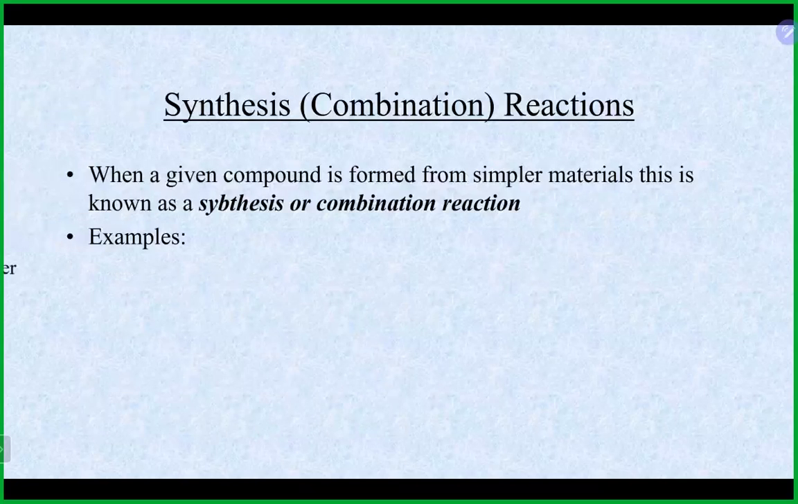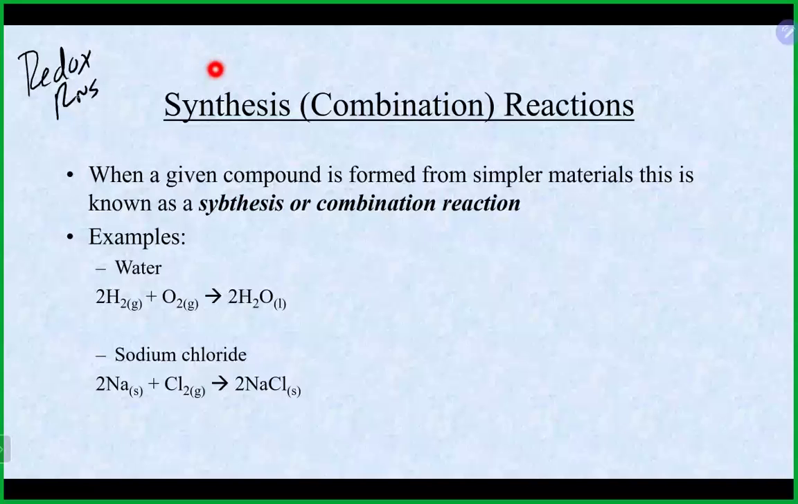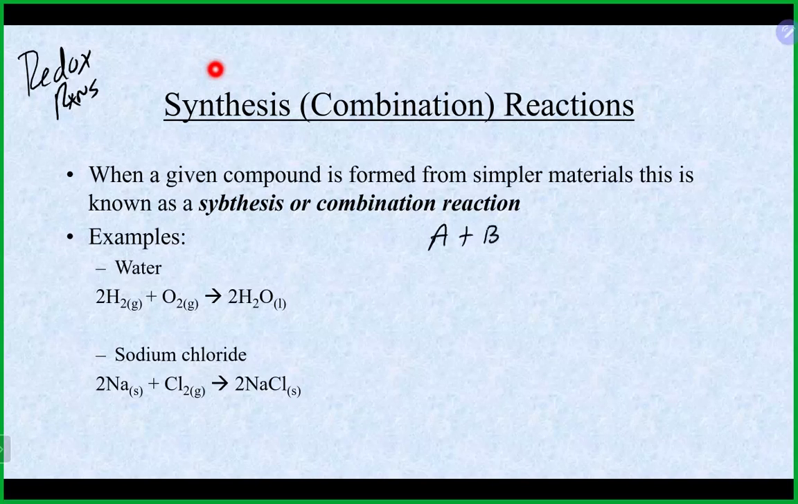Now, another type of reaction, like we saw when we were doing the lab the other day, is a combination or synthesis reaction. This is also still a redox reaction. In this case, it has this general formula: two things make one thing. These are synthesis and combination reactions. These are also still redox reactions.